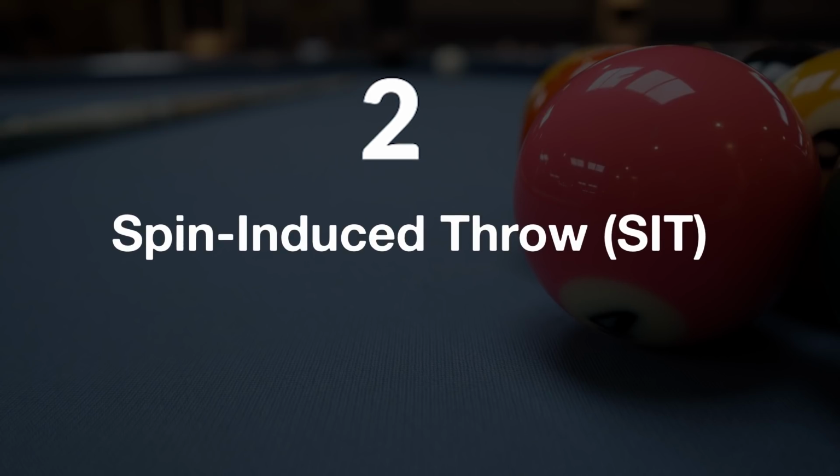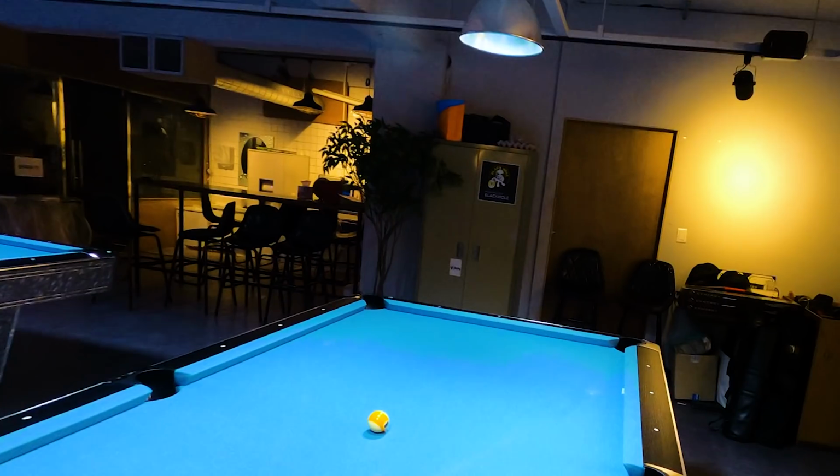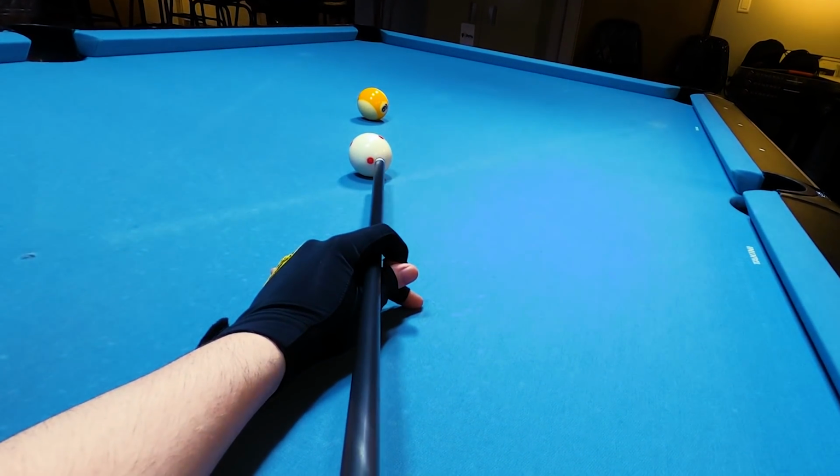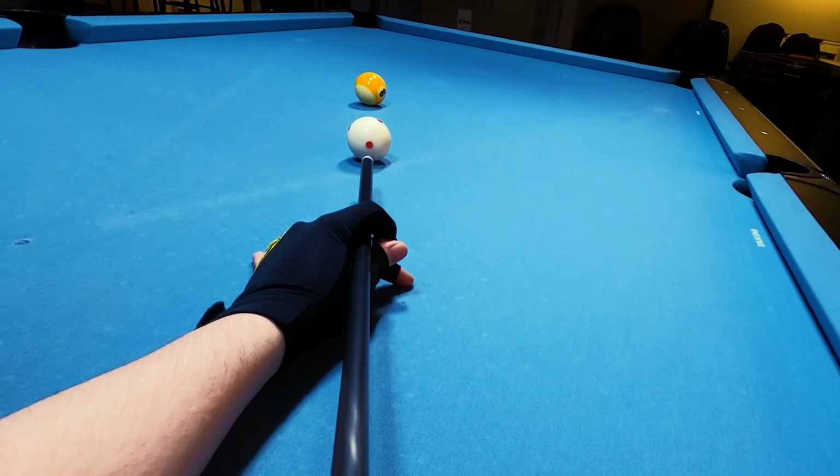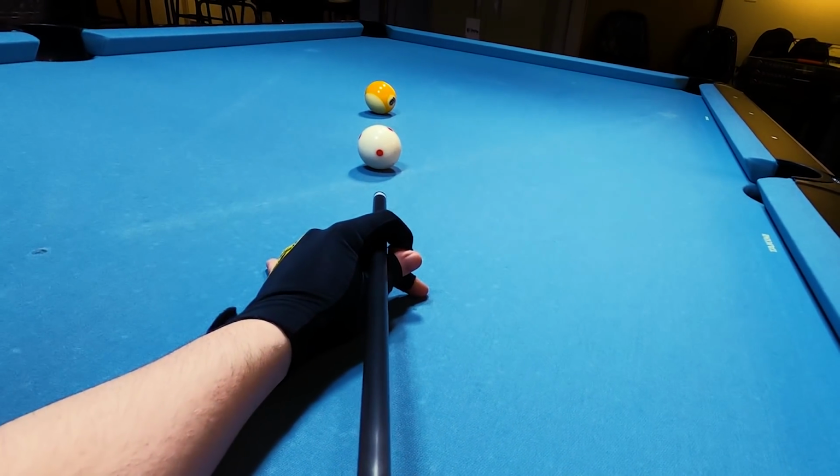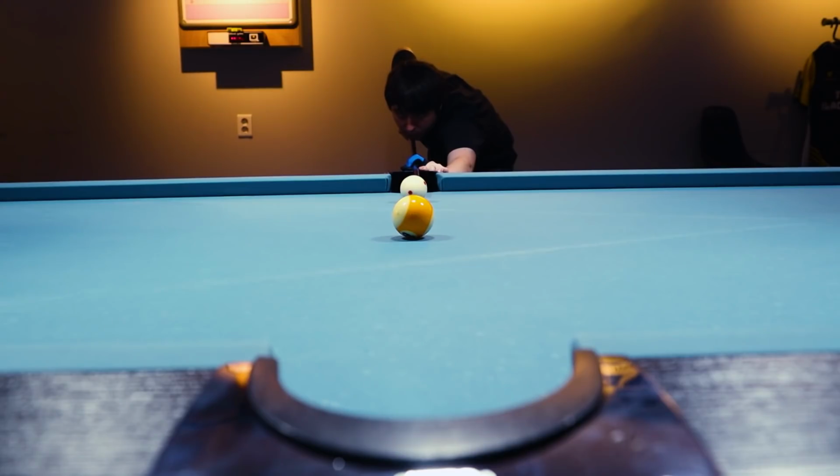spin induced throw. A player's skill level can mostly be determined by how consistently they can deliver the tip of their cue to the exact point on the cue ball that they intend. Less skilled players will usually have a less consistent delivery, and therefore they have a tendency to put unintended left and right hand spin on the cue ball, which results in unaccounted for spin-induced throw.